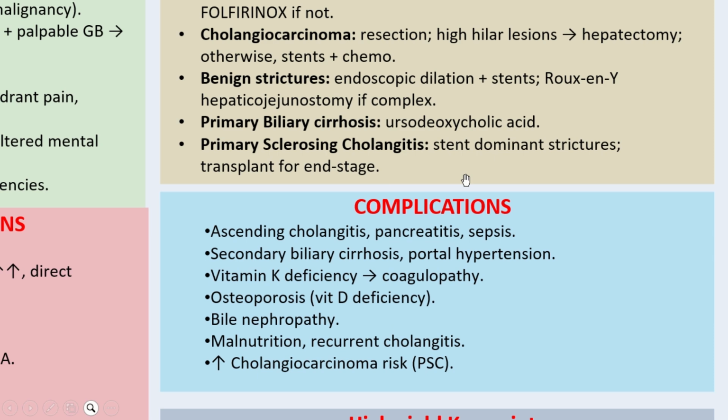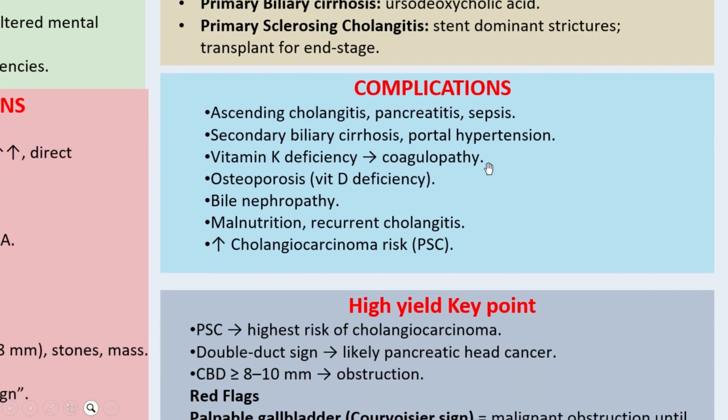Then the complications of this obstructive jaundice, we have been looking at them, but let's look at them once more. So we have ascending cholangitis, secondary biliary cirrhosis, vitamin K deficiency, and osteoporosis due to vitamin D deficiency. Remember, vitamin D is fat soluble. If you don't have fats being absorbed, vitamin D goes. We can also have nephropathy, malnutrition, recurrent cholangitis, and the risk of cholangiocarcinoma.